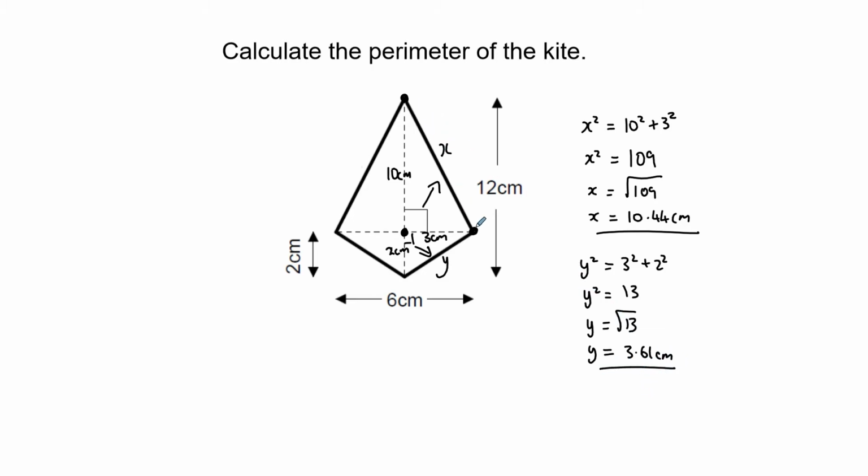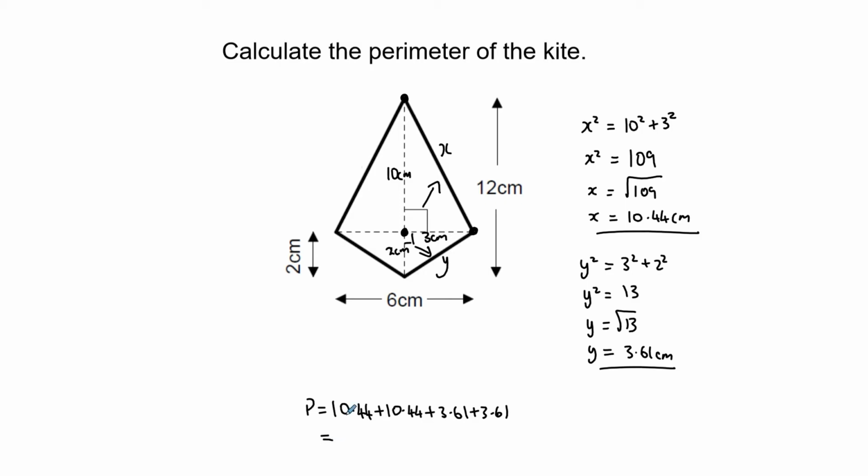We know that the length of X is 10.44, so that side and that side are going to be 10.44. This side and this side are going to be 3.61. So the perimeter, I'll just write it out explicitly, 10.44 plus 10.44 plus 3.61 plus 3.61. And you're just adding them all together.